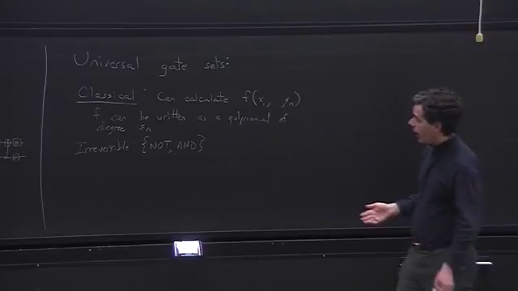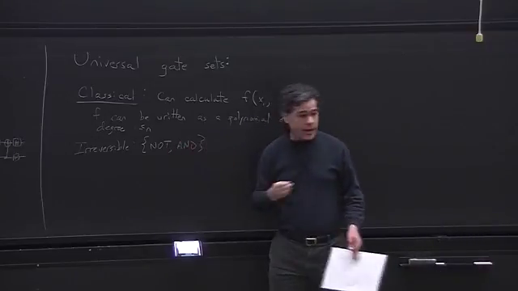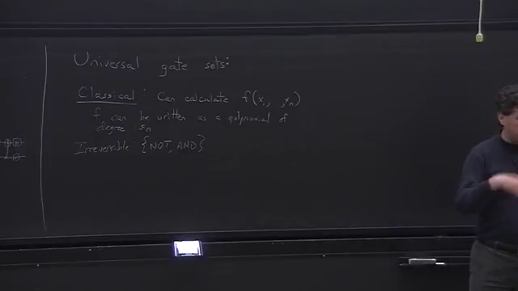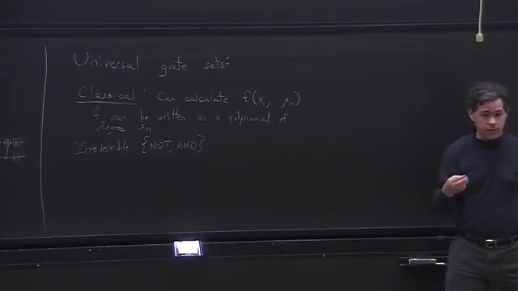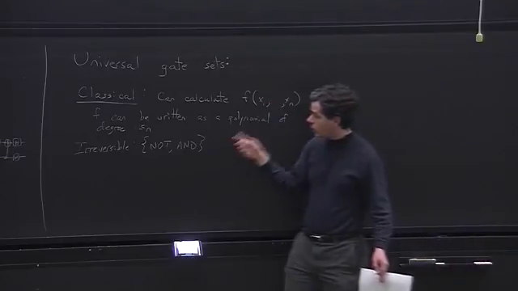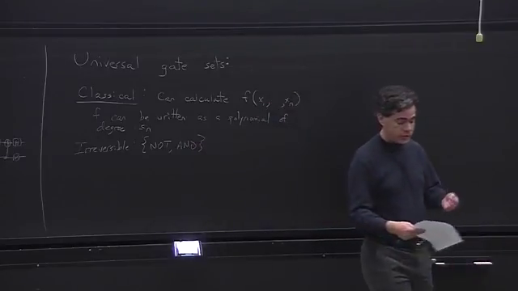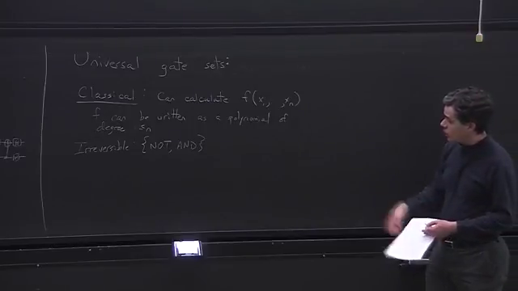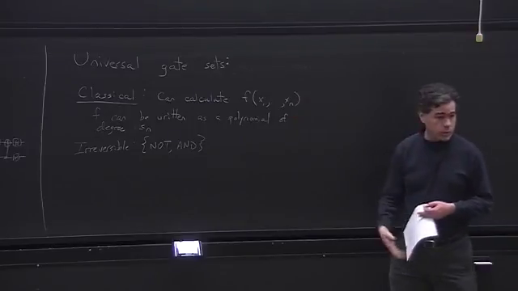And it turns out that by combining NOT and AND you can also make the OR. And you can make the XOR and other things like that. So the AND is giving you the products, and the XOR basically is giving you the sums. Then between them, you can put them together into an arbitrary polynomial.